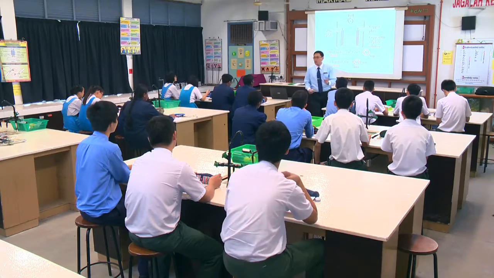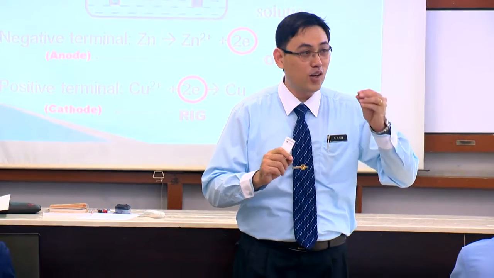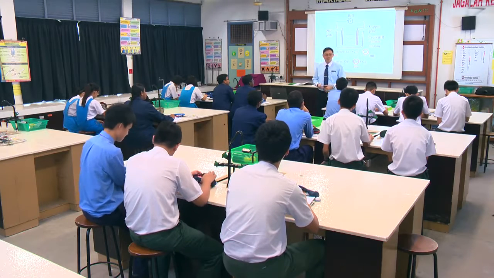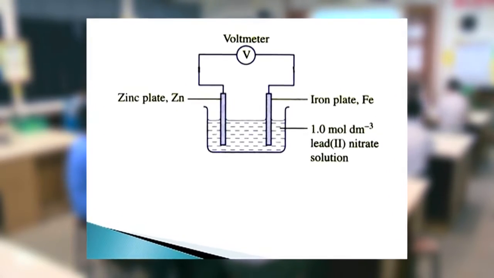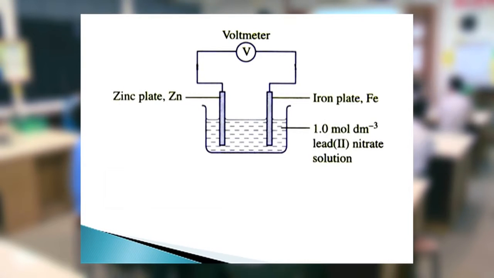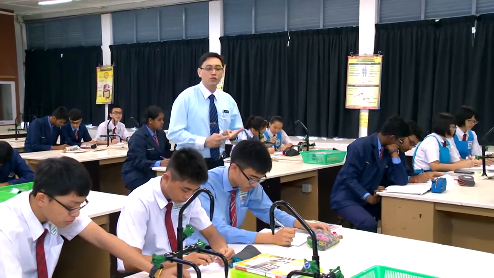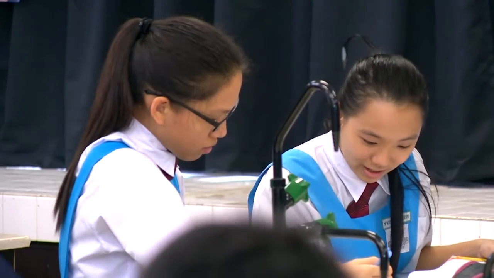What I want you to do is try the questions so that you understand what is inside the chemicals and how to write down the half equation. Okay, let's try this question. You may work in pairs. Discuss with your friends what the chemicals used are. Number 2, write down the half equation for the negative terminal and also the positive terminal.